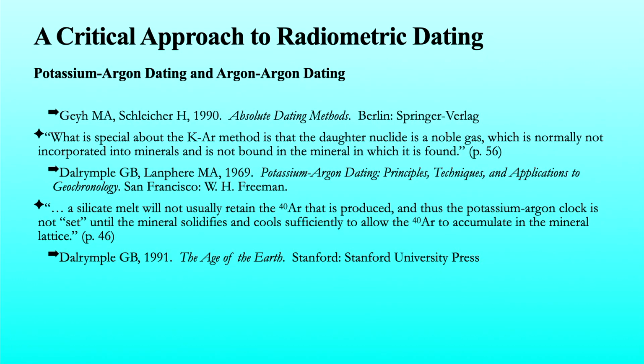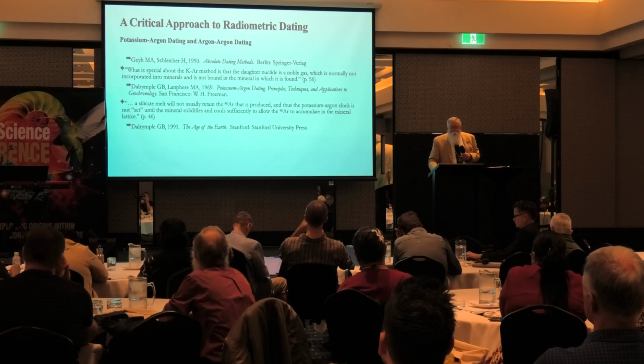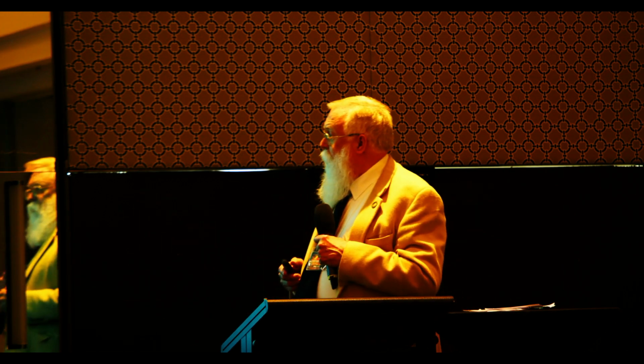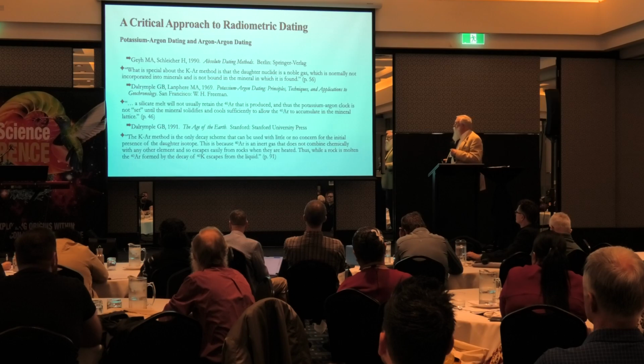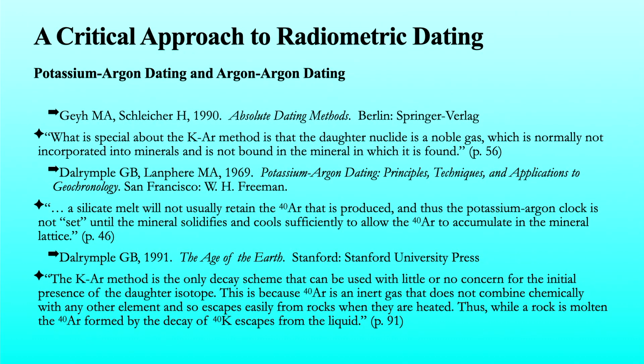Dalrymple wrote a book to persuade creationists that the earth is really old and life on earth is really old. It's called The Age of the Earth. And he says there, the potassium-argon method is the only decay scheme that can be used with little or no concern for the initial presence of the daughter isotope. This is because argon-40, notice, little or no concern. Boy, we're going to shrink that weasel as small as we possibly can because we're talking to creationists and we don't want to give them any room to wiggle out of this.